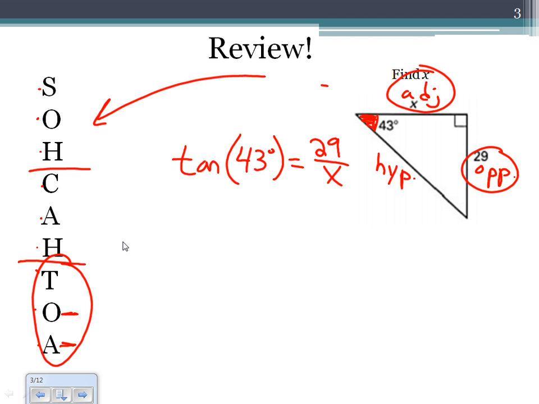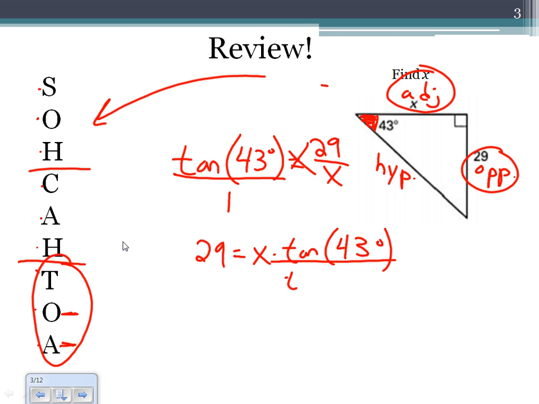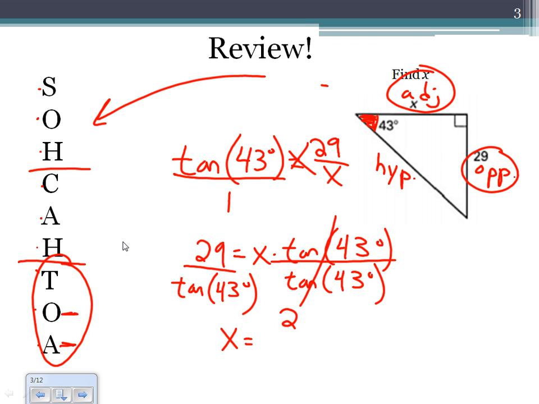Cross multiply: 29 equals x times tangent 43. Divide both sides, it cancels, and then plug it into your calculator. 29 over tangent 43 degrees, which is approximately 31.0.